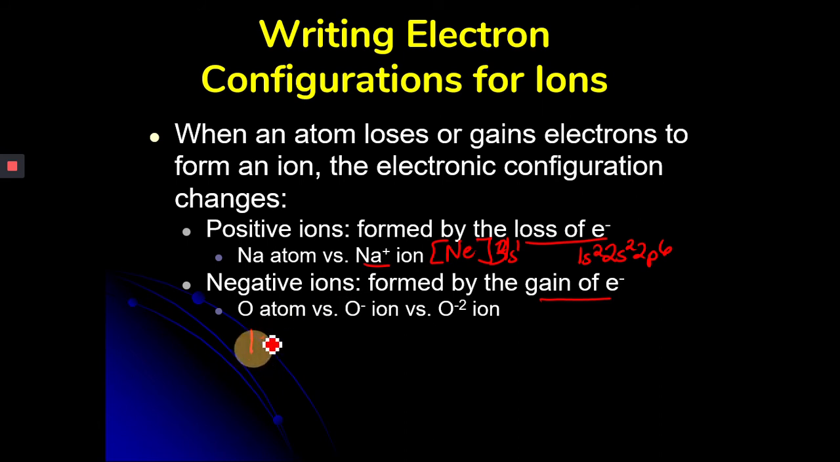For oxygen, it would be 1s2, 2s2, 2p4. Oxygen minus 2 is saying, hey, I've gained 2 electrons, so its electron configuration would be 2p6.